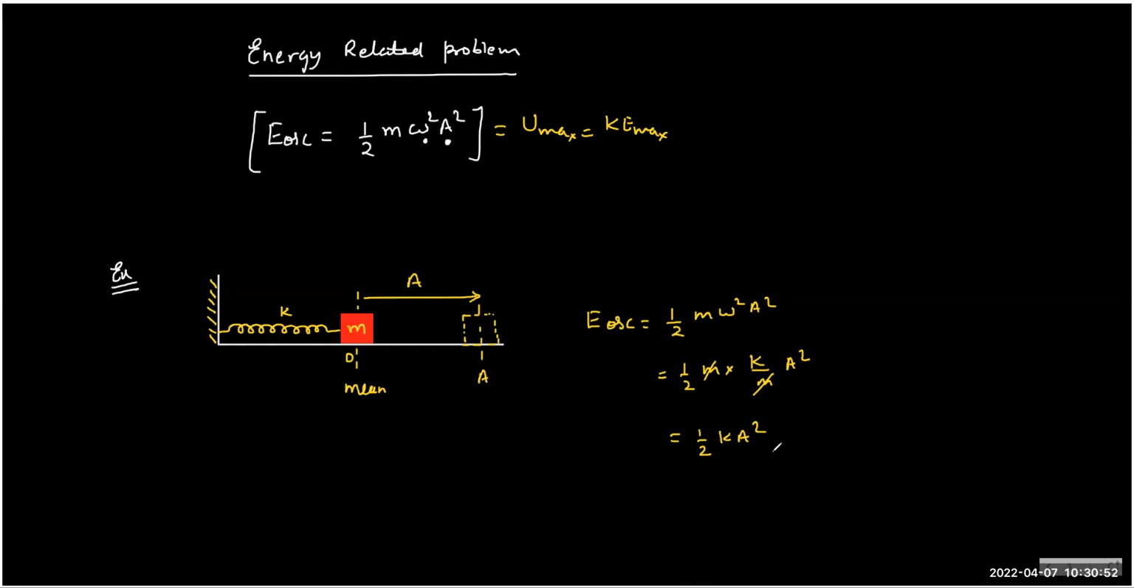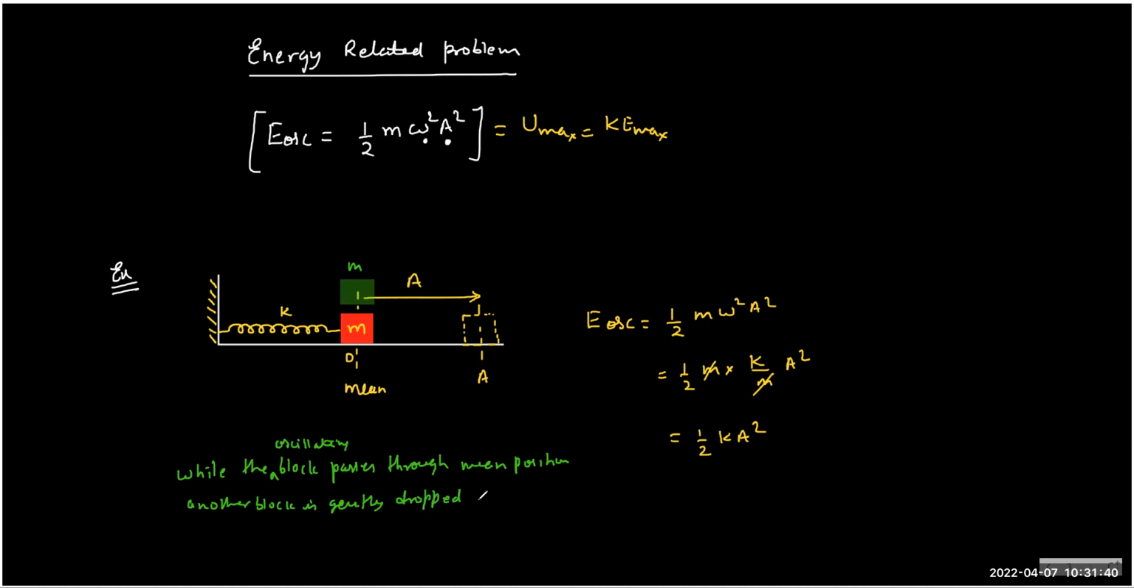So now this is oscillating. And now what we do is, while the oscillating block is crossing the mean position, we gently drop another block of same mass over it.